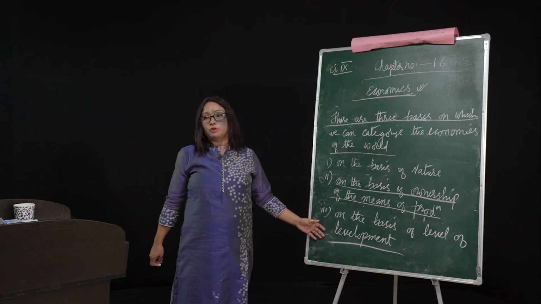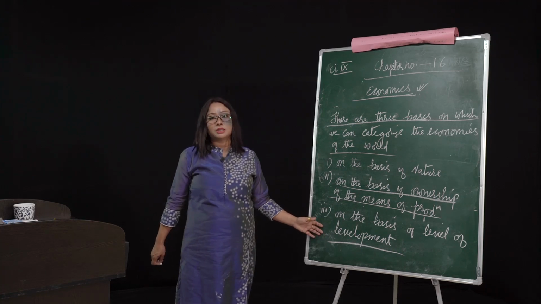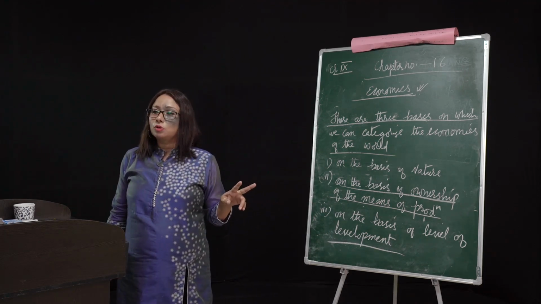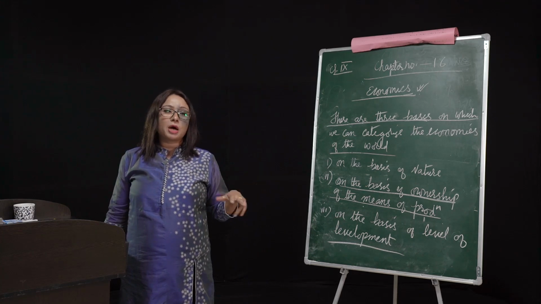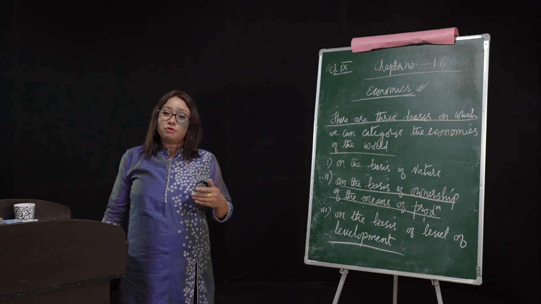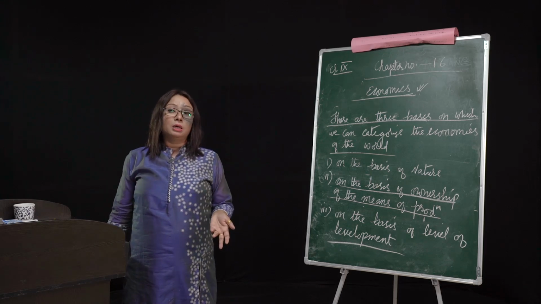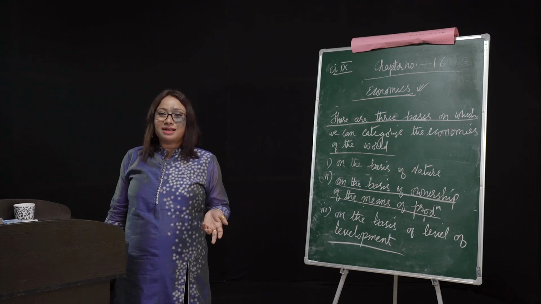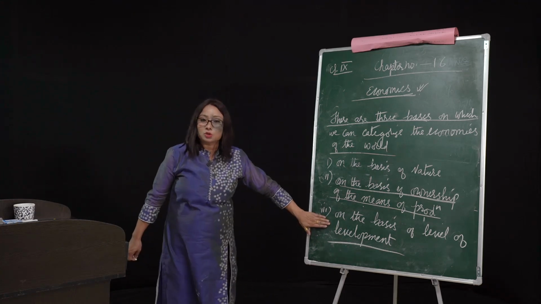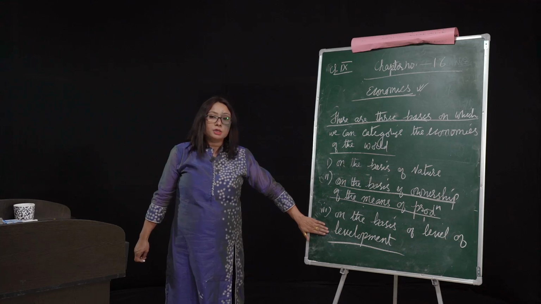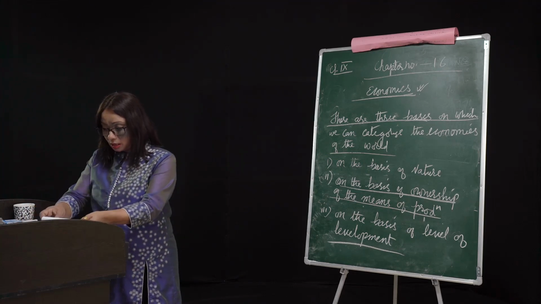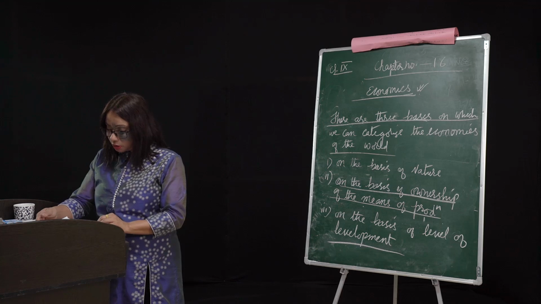On the basis of level of development, we can classify economy into two types: developed and underdeveloped. Developed economies are those which are highly advanced and developed, and underdeveloped economies are those which are underdeveloped. Developing economies are also sometimes called underdeveloped economies. For example, India is not an underdeveloped economy. We can say India is a developing economy, but there are only two categories here, so developing economies also sometimes come under underdeveloped economy. So quickly let me explain developed and underdeveloped economy.